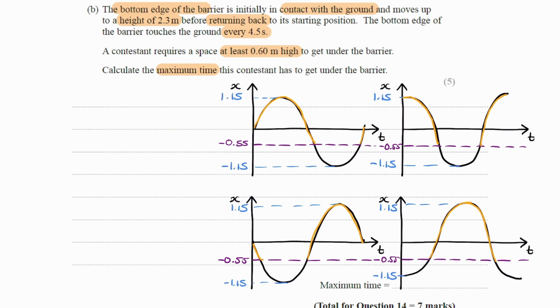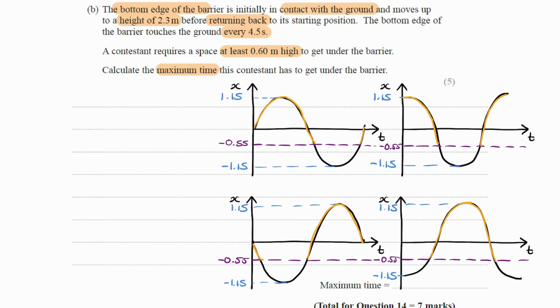The barrier starts on the ground and then rises to when it is 0.6 meters above the ground, when the displacement from equilibrium is minus 0.55, and the contestant can then get underneath. He has this whole chunk of time here, when the barrier is above minus 0.55 from equilibrium, to get underneath the barrier. So we need to work out this time.